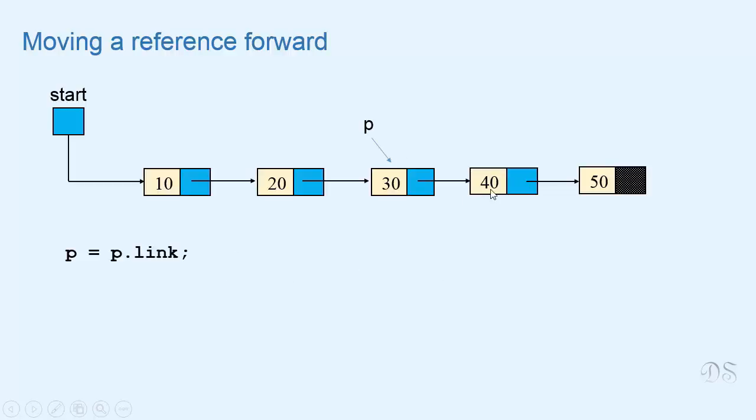Now P-link refers to this node. So if we assign P-link to P, then P starts referring to this node. So writing this statement P equal to P-link makes P refer to the next node of the list.